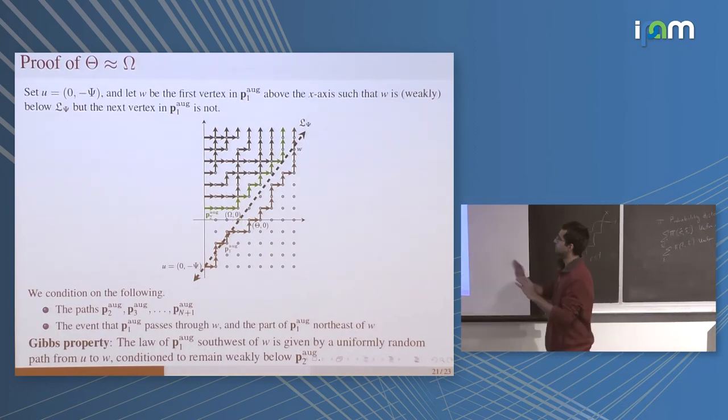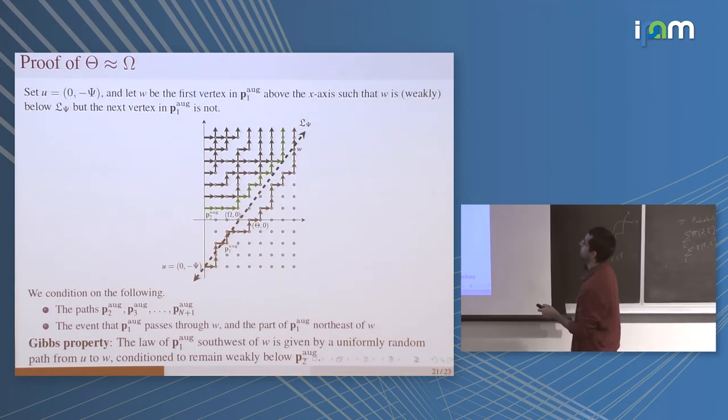Okay. So I'm going to condition on various things now. I'm going to let w denote the point where this brown path intersects or gets very close, within one, of this line. And that has to happen somewhere because these eventually are next to each other, right? So at some point, this brown path is going to meet the tangent line.